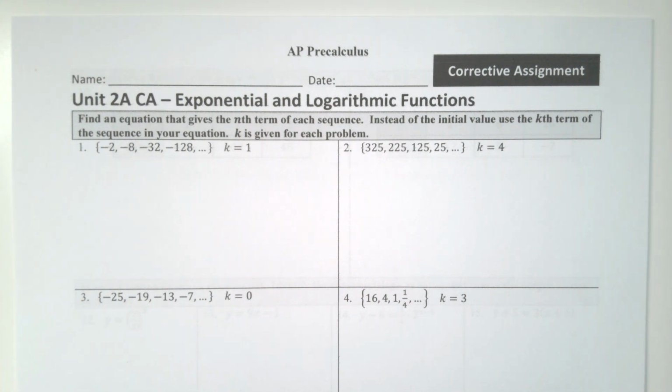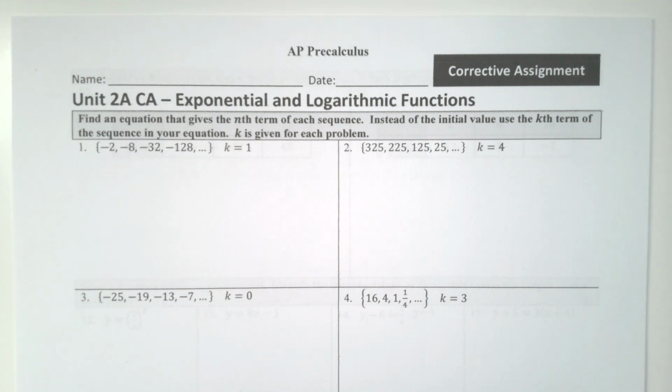Okay, welcome back. In this video, we're going to cover Unit 2A of the midterm review. So let's just get right into it. Let's look at number one. We want to find an equation that gives the nth term of each sequence.